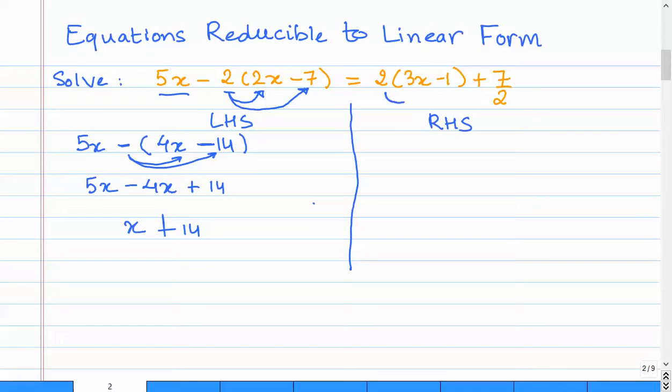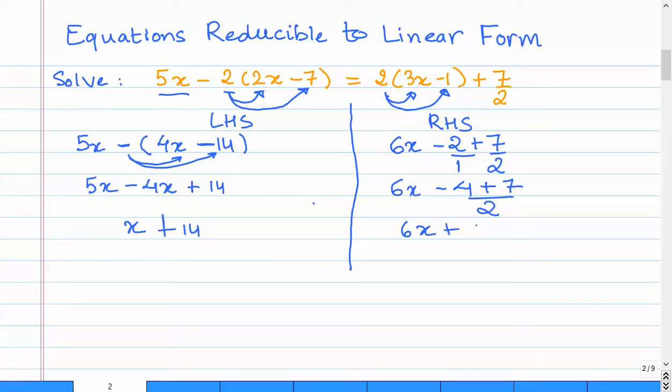The same thing, we'll multiply 2 with 3x and also multiply the 2 with minus 1. So we have 2 times 3 is 6x and 2 times minus 1 is minus 2 plus 7 by 2. Okay. Now this is what we have at this point in time. Now what we could do is simplify it a bit further by taking the LCM of 1 and 2, which is 2. So we have 6x minus, this one becomes 4, plus 7 divided by 2, or 7 minus 4 actually gives us 3. So we have 6x plus 3 by 2. So the simplified equation that we now have is x plus 14 equals 6x plus 3 by 2.